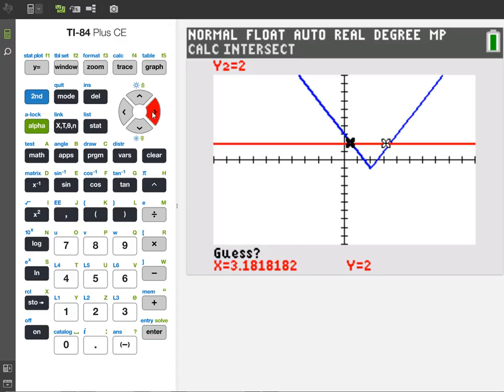Got it. What'd you get? 3.5? Yeah. Okay. Wait, how do you get it to tell you what it is again? Press enter, right? You have to go through second calc.